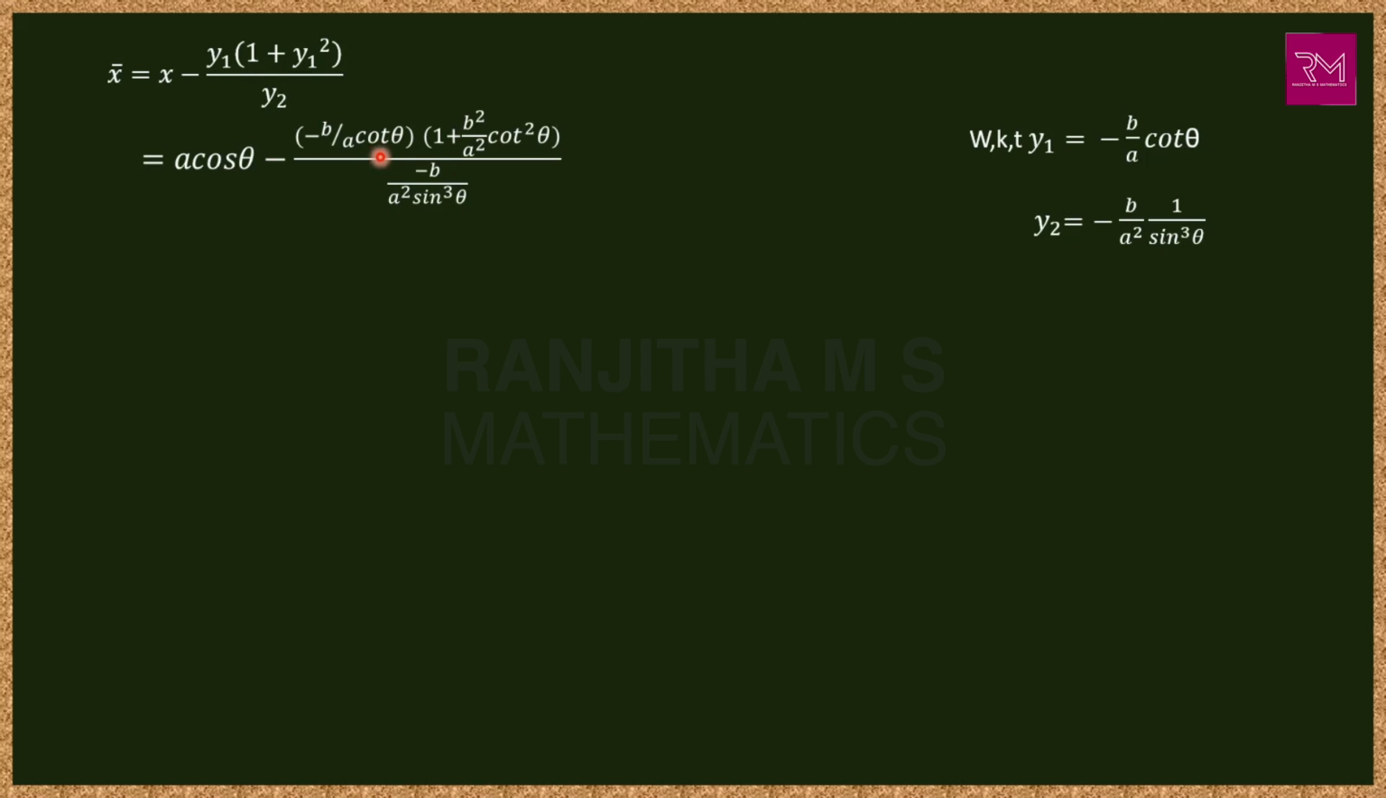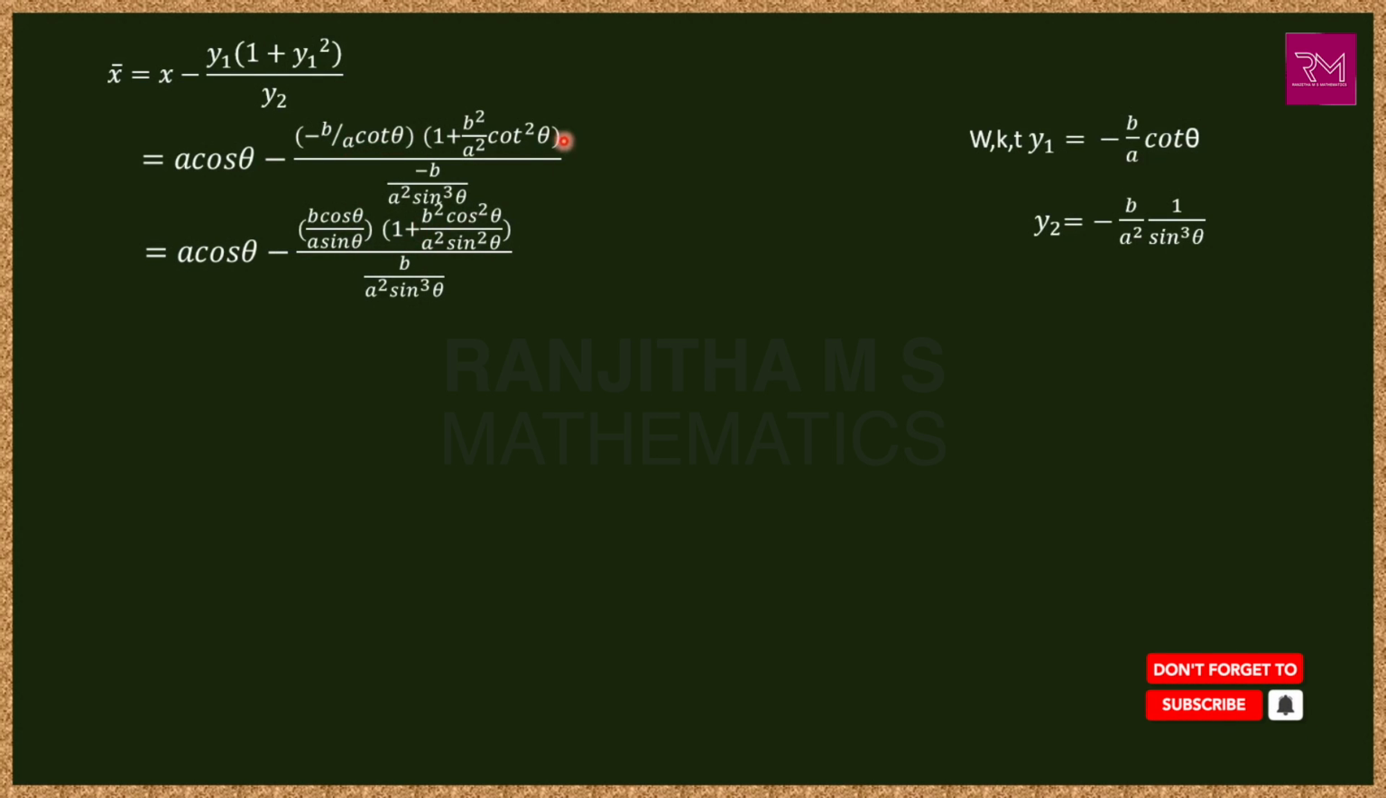In the next step, here these are all in the form of sin and cos. So we can simplify cot θ in terms of sin and cos. You know that cot θ is nothing but cos θ by sin θ. Hence we get a cos θ minus, here we have minus to minus plus, plus into minus is minus, sin of b by a into cot θ is cos θ by sin θ into 1 plus b² by a² into, here also cot² θ, that means cos² θ divided by sin² θ, divided by b divided by a square into sin³ θ.